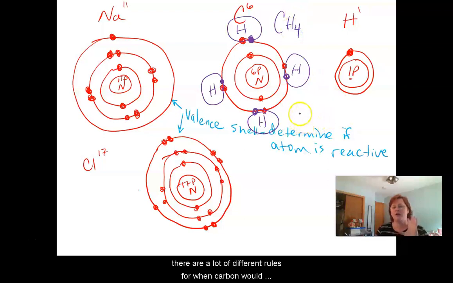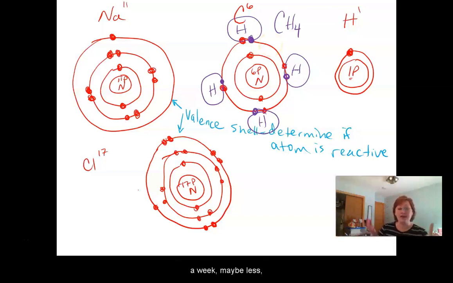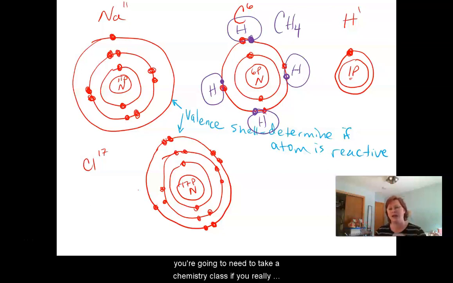Now, there are a lot of different rules for when carbon would bond with one type of atom or another, and because we're basically trying to cover all of inorganic and organic chemistry in a week, maybe less, something like that, you're going to need to take a chemistry class if you really want to dive into the nuts and bolts of what will happen if carbon interacts with different types of atoms and when.